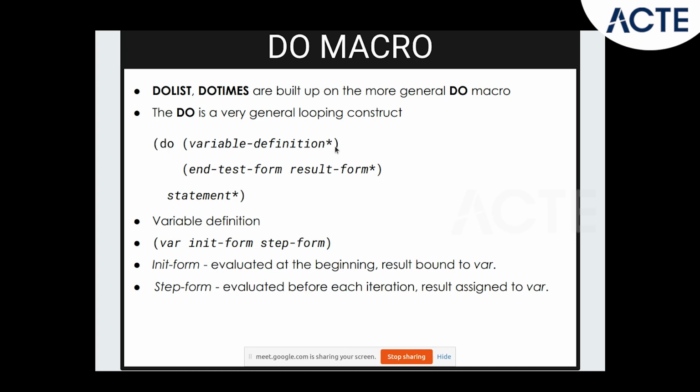Variable definition obviously is initialized in the initial thing before it starts the loop. After that, it does the step form. So it will do the step form at the end of each iteration. It will evaluate the end test form, and it will see if this end test form is true or not. If it is true, it will execute the statements again. So this is the basic thing about do macros.